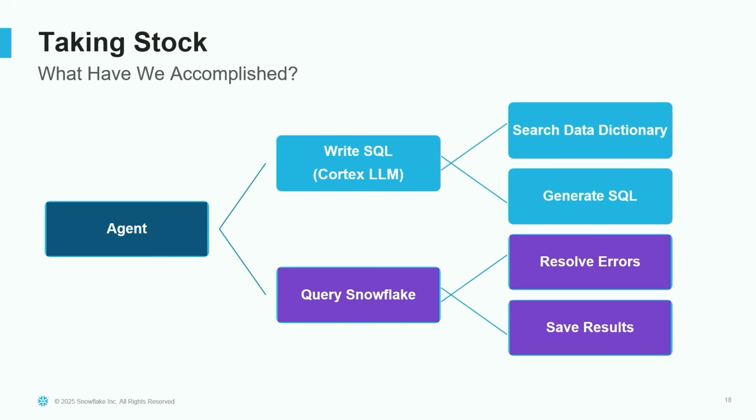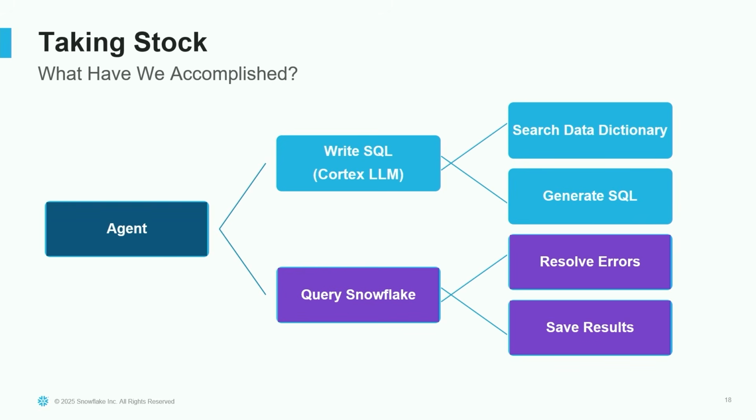So let's zoom out again. Let's talk about what we've done so far. And the good news is we've come a long way. We've actually built a SQL agent that does this kind of end-to-end querying from Snowflake. We're taking in a user query, we're writing SQL, we're executing SQL, we're saving the data, and we are dynamically resolving errors. What are we still missing?